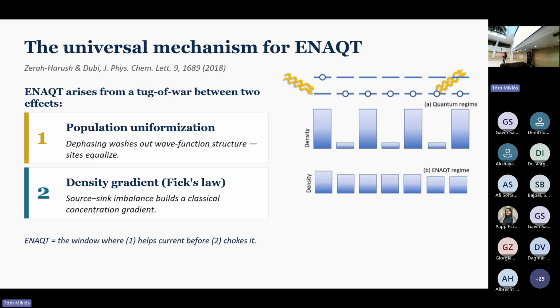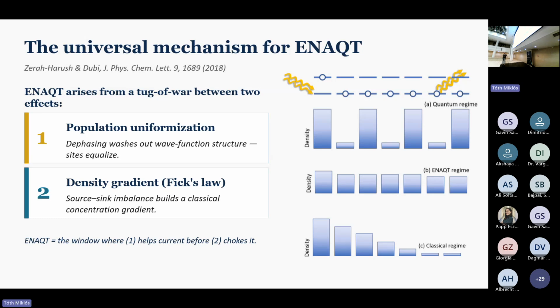What dephasing does is flatten out the population of excitations, the populations of excitons. So at some dephasing rate, which is strong enough, excitations are uniform across the system. Now, if you increase dephasing even more, you reach the classical limit where there's nothing but Fick's law. You have a source, you have a drain, and you have a gradient going through from source to drain.